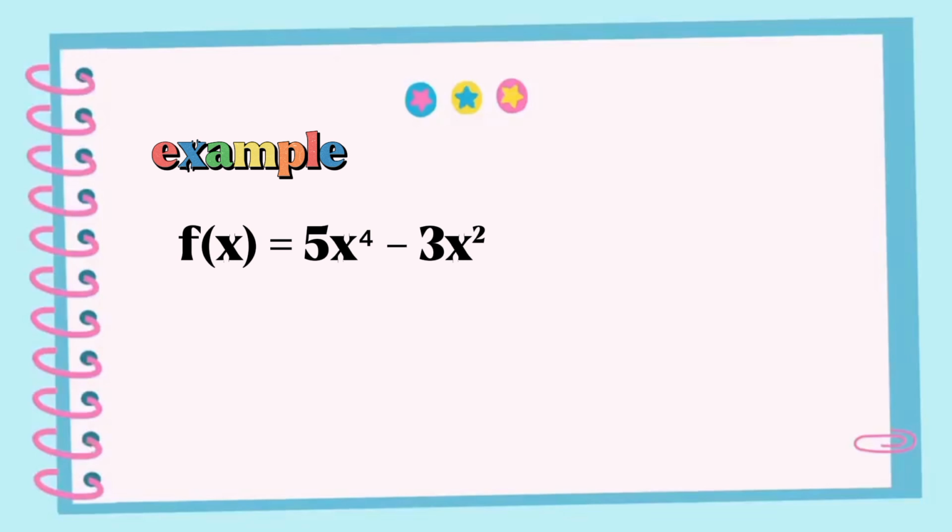So the derivative is, as you bring down the 4, 5 times 4 equals 20x. Then 4 minus 1 equals 3, and copy the sign, and 3 times 2 is equal to 6x, then 2 minus 1 is equal to 1, so you don't have to put 1 there. So that is how you use the sum and difference rule.